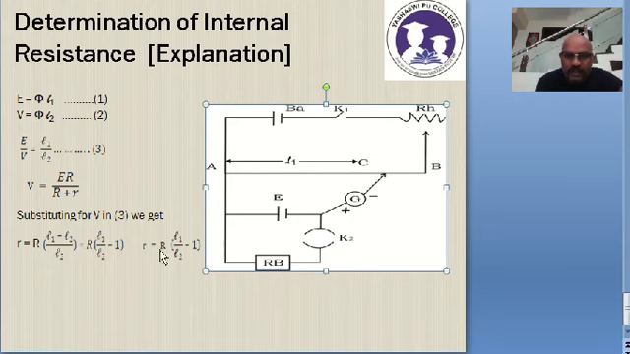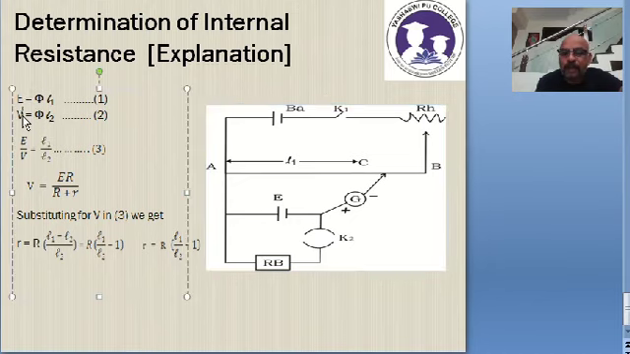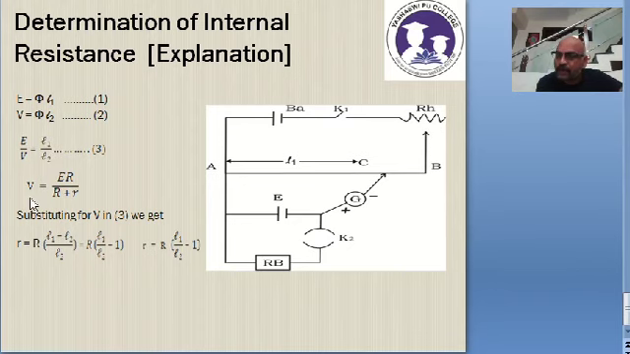Now notice that in the first case, EMF is directly proportional to L1. In the second case, terminal PD is proportional to L2. So E divided by V, take the ratio, you will get L1 by L2. E divided by V is equal to L1 by L2. What is V? V is the terminal potential difference when the resistance is included. So V is equal to IR.